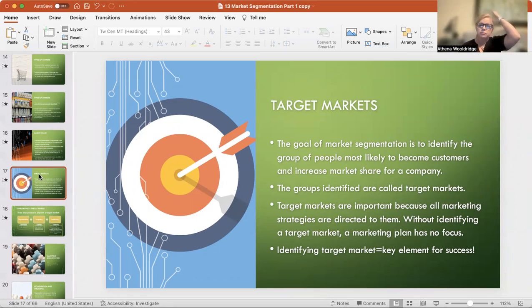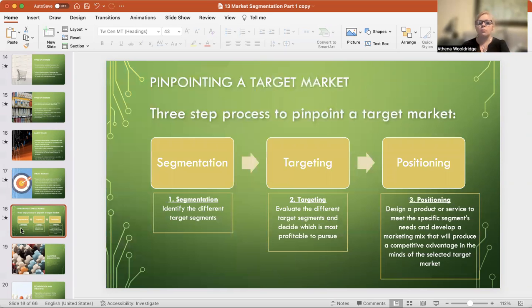All right. The goal of market segmentation is to identify this. It's important because all marketing strategies are directed. Companies all use this to try to funnel the right message to the right person, because that leads to more sales. I feel like they're talking to me. So how do we do this?